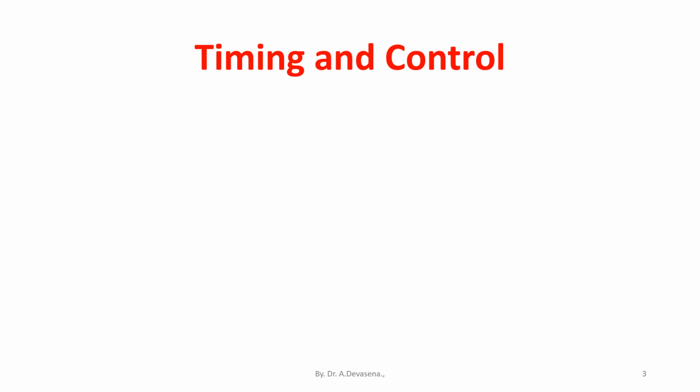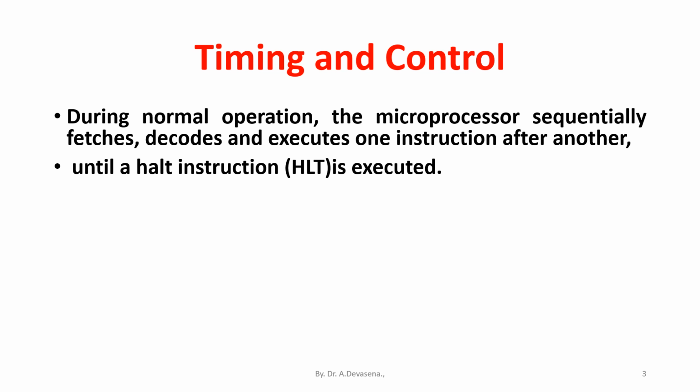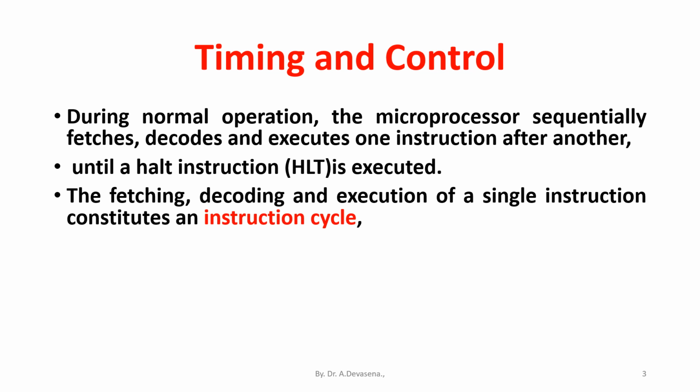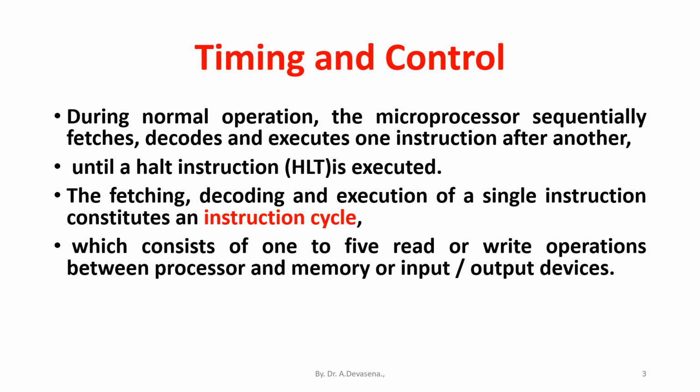Timing and control. During normal operation, the microprocessor sequentially fetches, decodes, and executes one instruction after another until a halt instruction is executed. The fetching, decoding, and execution of a single instruction constitutes an instruction cycle, which consists of 1 to 5 read or write operations between processor and memory or input or output devices.